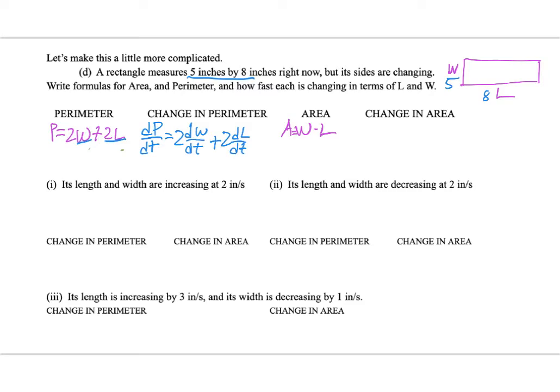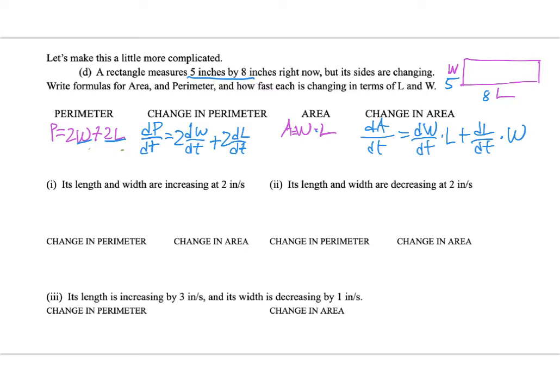Same thing for area. So we're taking the derivative here. We've got dA dt. And that's a product rule. So I'm going to do the derivative of the first, dw dt, times the second, plus the derivative of the second, dL dt, times the first. Okay. So we've got some expressions.